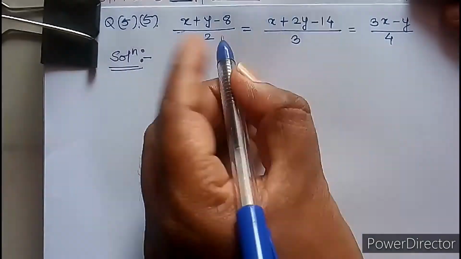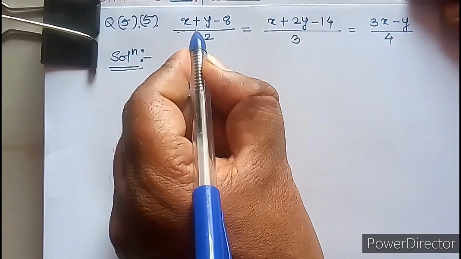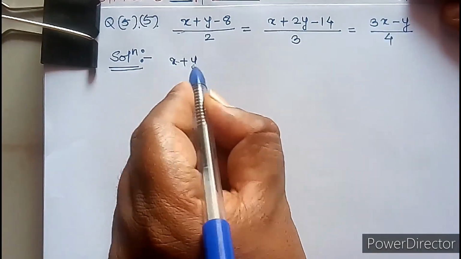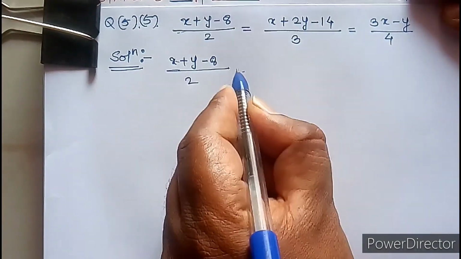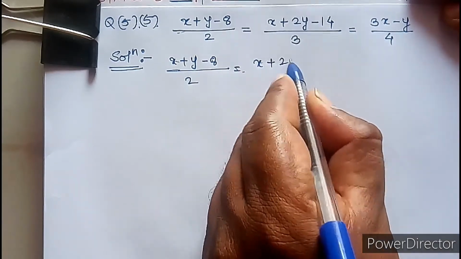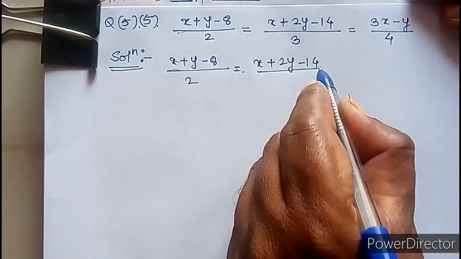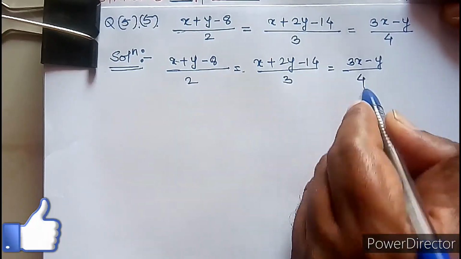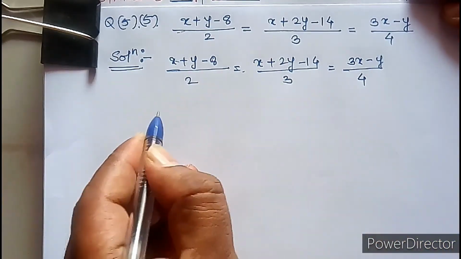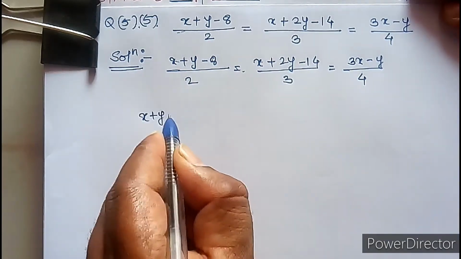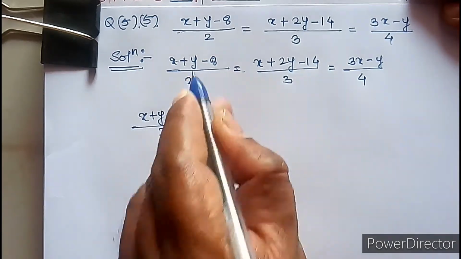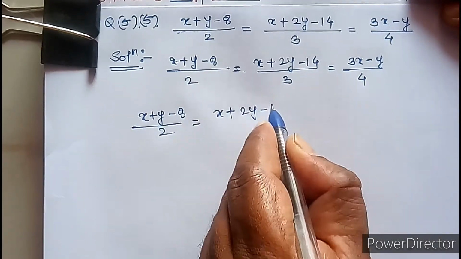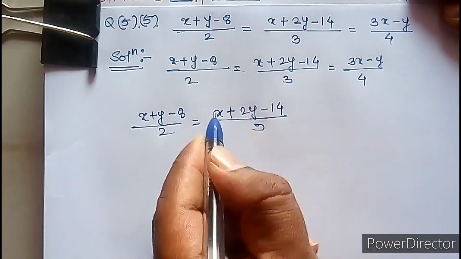Question 5, sub question 5. Now write down the equation in the solution part, that is (x plus y minus 8) by 2 equals (x plus 2y minus 14) divided by 3 equals (3x minus y) by 4. Now equate the first two expressions, that is (x plus y minus 8) divided by 2 equals (x plus 2y minus 14) by 3.